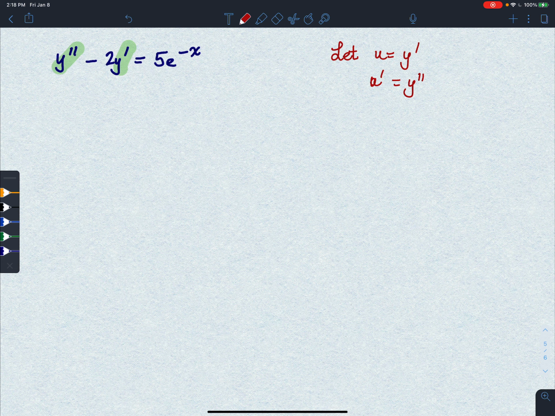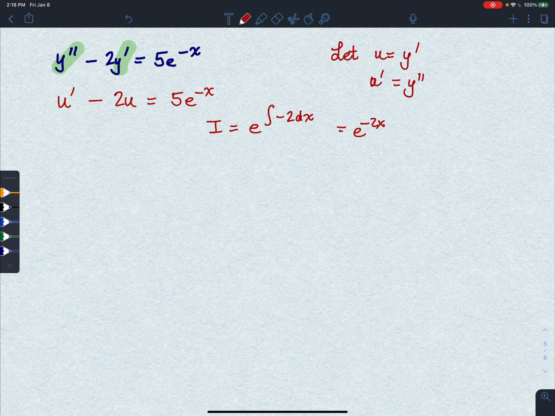So this means we have the differential equation u prime minus 2u is equal to 5e to the negative x. And again, we left the right-hand side untouched, so we don't write anything differently there. So at this point, this looks like a first-order linear differential equation. So we're going to find the integrating factor, which we know is e to the integral of the coefficient of u. And the independent variable is still x. So this is e to the negative 2x.